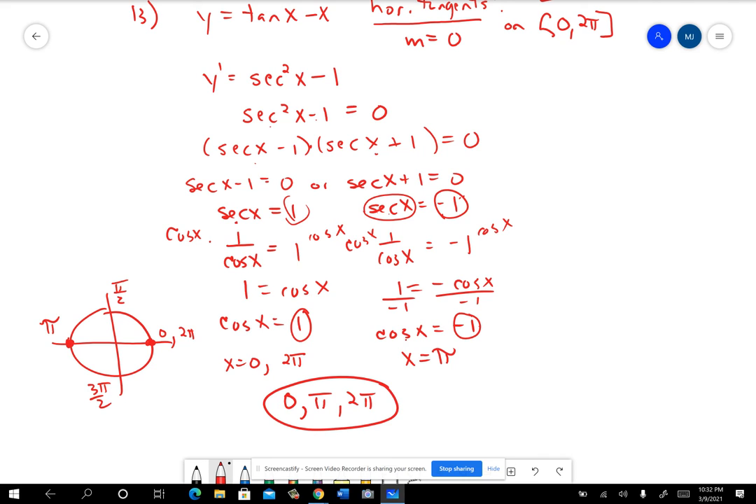Okay. And yeah, does it have any horizontal asymptotes? Yes, it does. It has horizontal asymptotes at an x of 0, at pi, and at 2 pi. Okay. All right, so let me get this one posted.